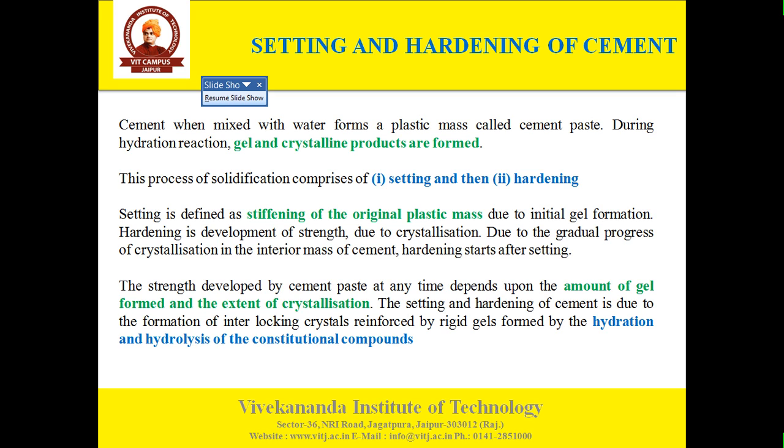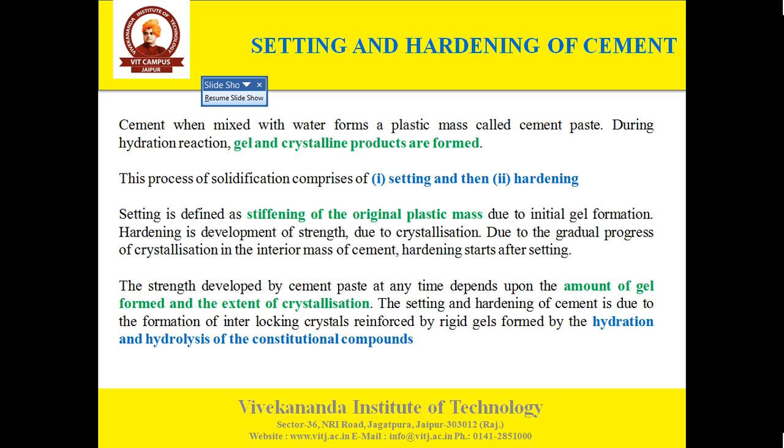The process of setting and hardening of cement is partially a chemical change. Why is it chemical? Because it involves hydrolysis of various constituents with accompanying heat changes. And partially it is physical also. Why physical change? Because in setting and hardening there is a formation of gel and separation of crystalline products for hardening. So both processes are partially chemical and partially physical.